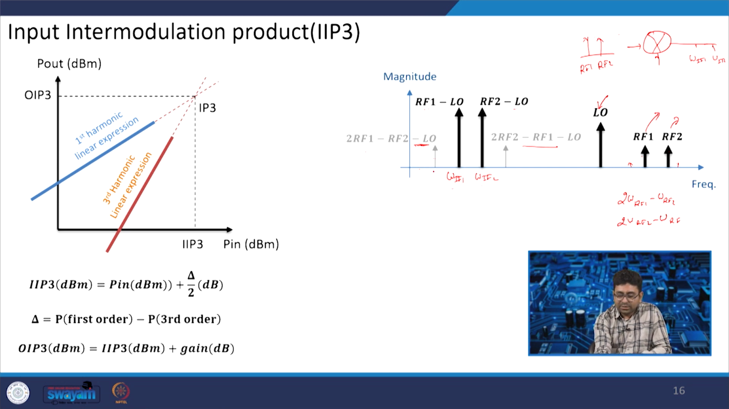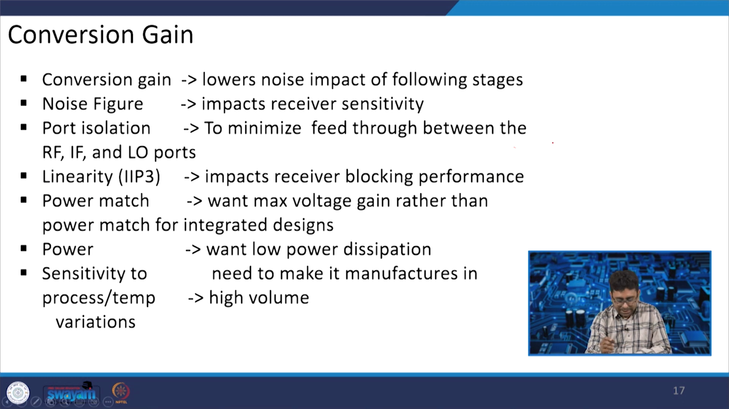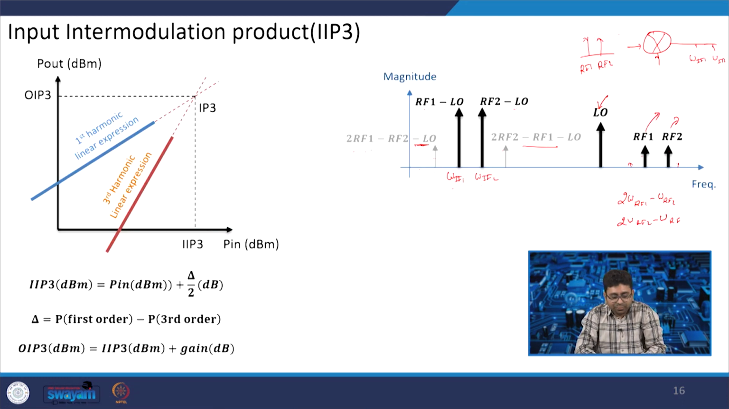Then your third order component will be 2 omega RF1 minus RF2 minus LO, and this is 2 omega RF2 minus RF1 minus LO. So, this is how we can have an IIP3 for the mixer. So, you can plot the third order harmonic and the first order harmonic. So, this is the third order component and this is the first order component.